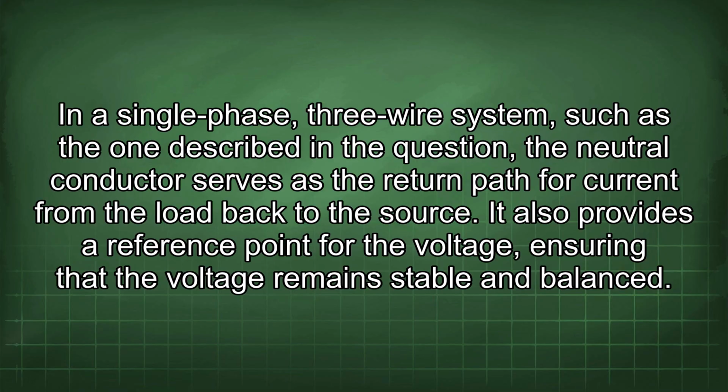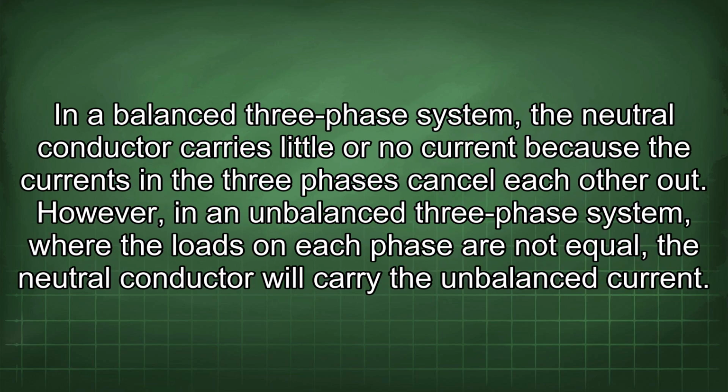It also provides a reference point for the voltage, ensuring that the voltage remains stable and balanced. In a balanced three-phase system, the neutral conductor carries little or no current because the currents in the three phases cancel each other out. However, in an unbalanced three-phase system, where the loads on each phase are not equal, the neutral conductor will carry the unbalanced current.